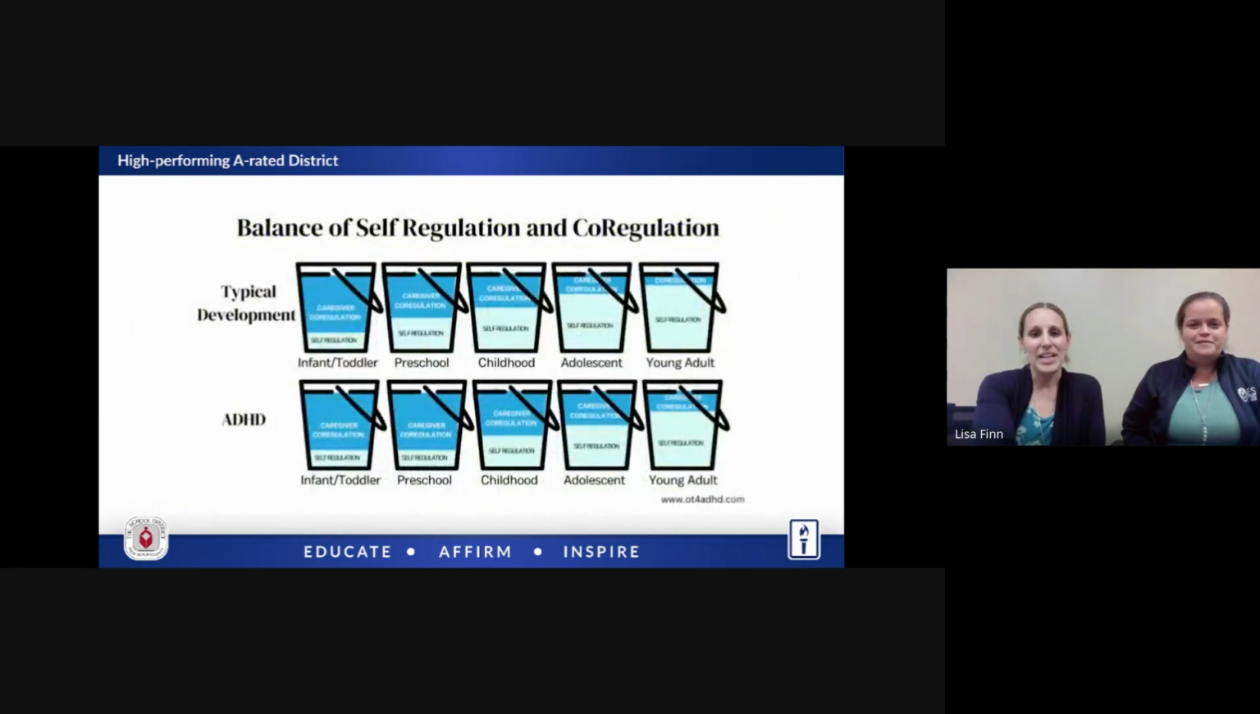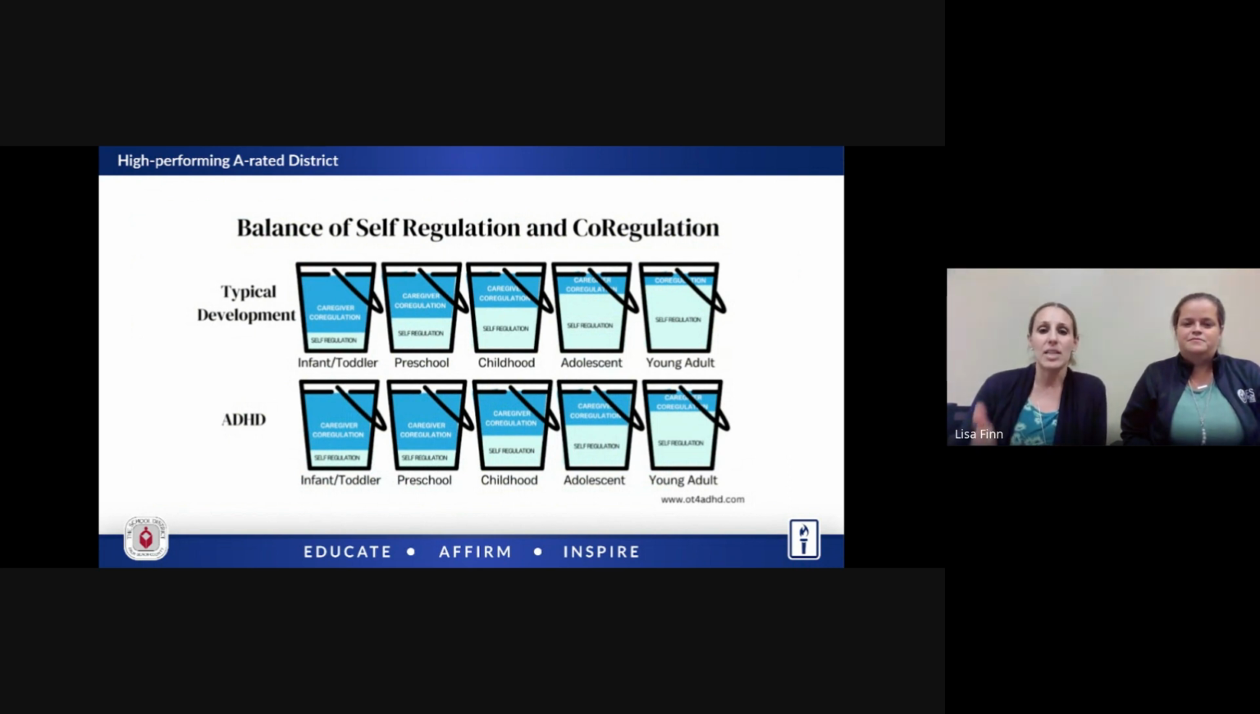For sure. Okay, so we thought this was a really good visual to include to kind of help you understand the balance of self-regulation and co-regulation and how that changes over time. So you can see in the top buckets what would be considered typical development, anywhere from infant all the way to young adult, and how as we get older, our bucket's more full of self-regulation strategies from all of those internalized things that we remember through co-regulation that has happened over time in stages of development.